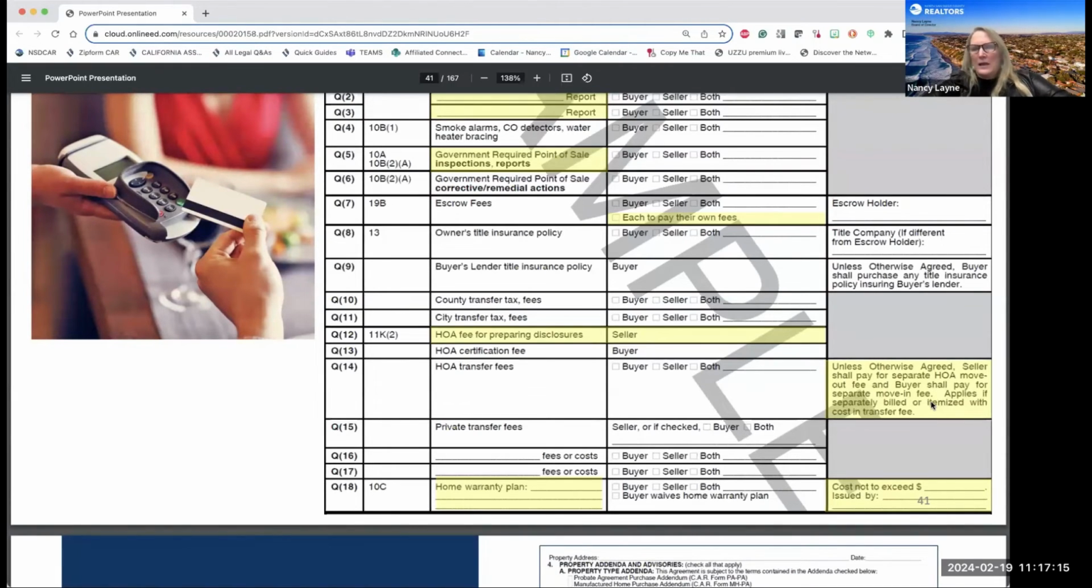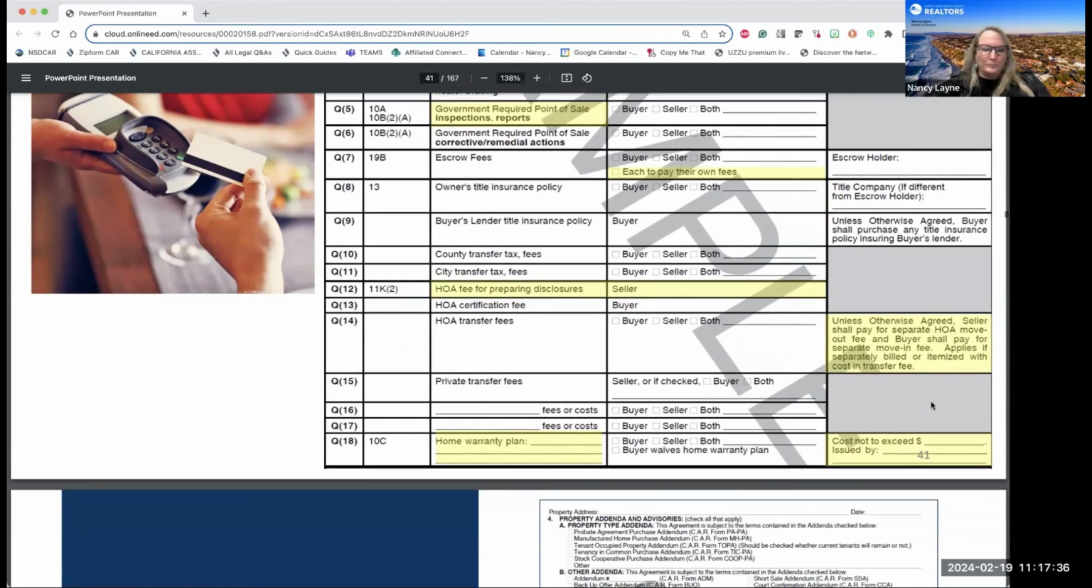Any additional fee might even be considered a private transfer fee, so that might go under 15. Again, whatever it is, you want to clarify specifically what that amount is, and make sure that it's identified so that it's clear who's paying for it and what that includes.